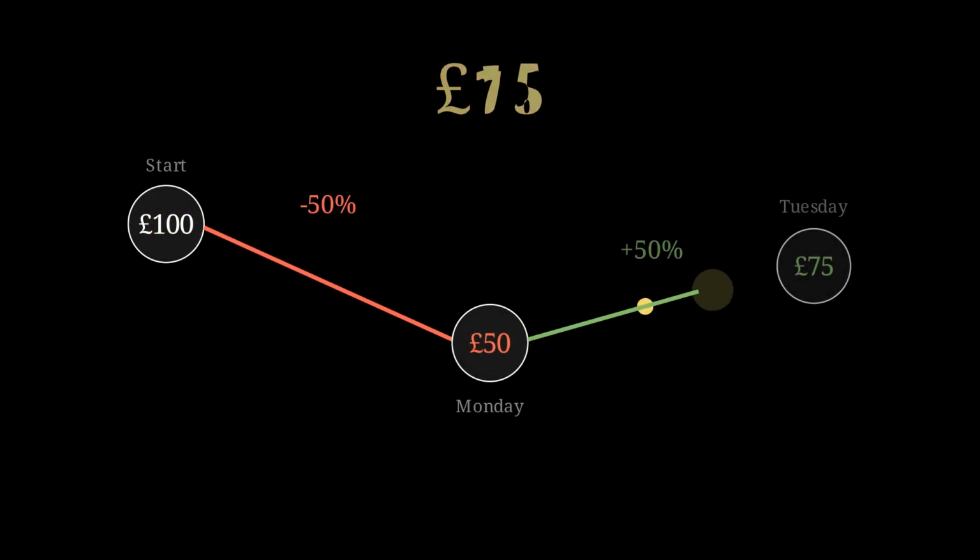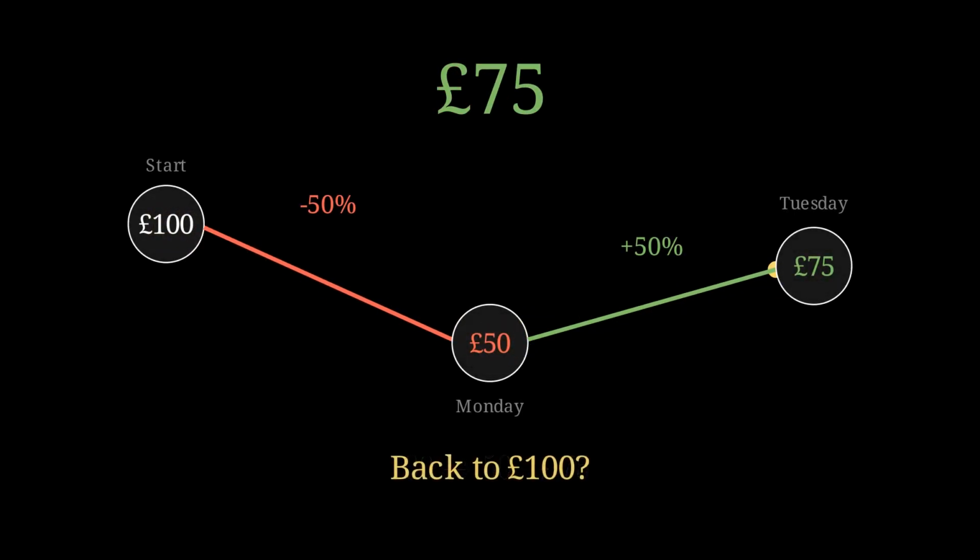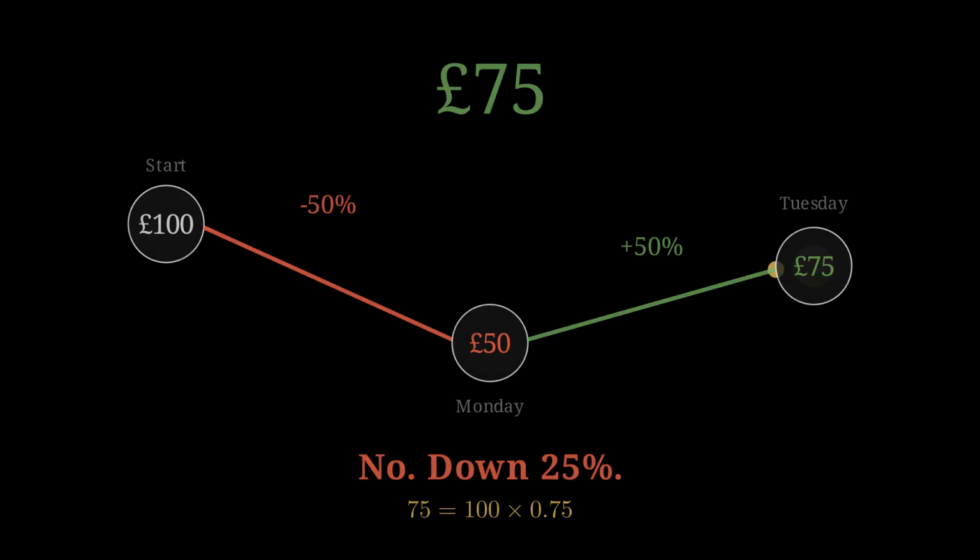Suppose a stock falls 50% on Monday, and then rises 50% on Tuesday. Are you back to where you started? Most people say yes. The answer is no, you are down 25%. And the reason that gap exists tells you almost everything you need to know about how to measure returns correctly. Let's build this from scratch.